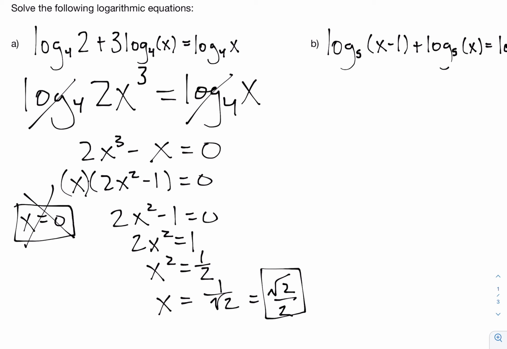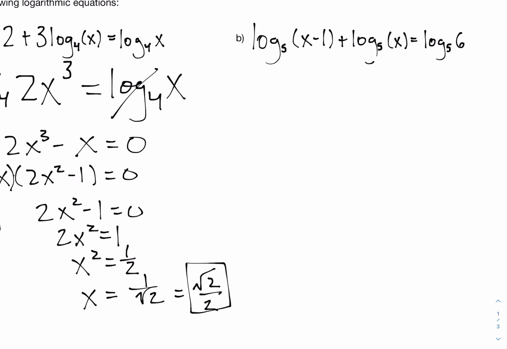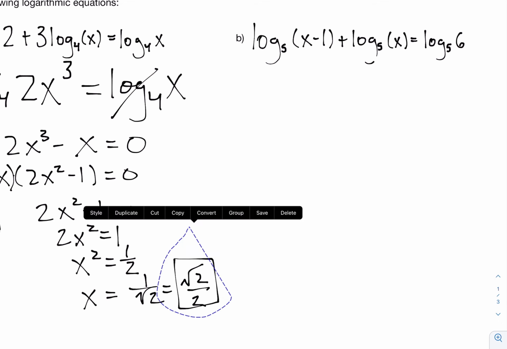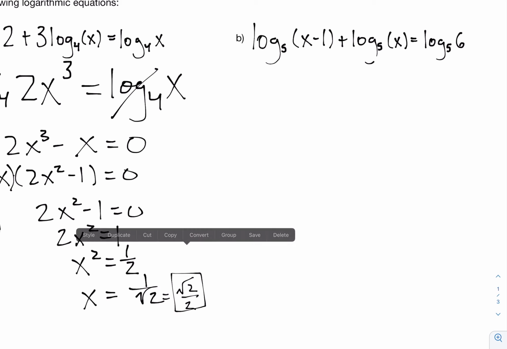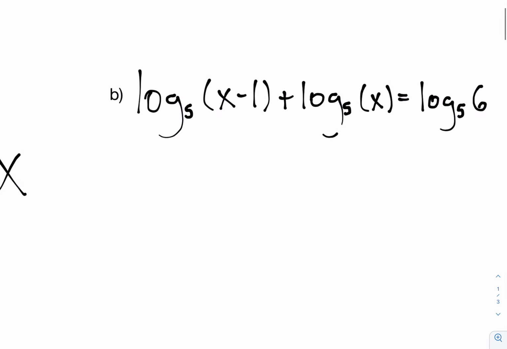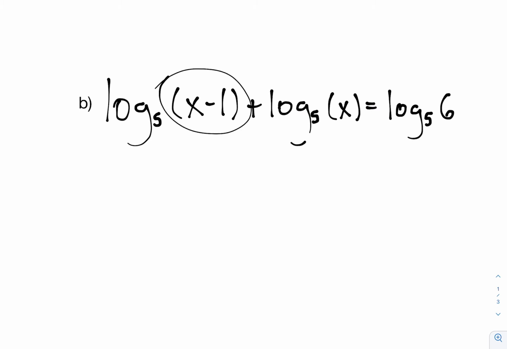Okay, let's do part B here. I'm going to move this over a bit. Maybe shrink it down. Here's a solution there, root 2. The log in base 5 of x minus 1 plus the log in base 5 of x equals the log in base 5 of 6. So they made it pretty easy on us. They gave us everything in terms of the log in base 5. Well, great. That means that we can use our log laws. Let's multiply these two together because they're adding.